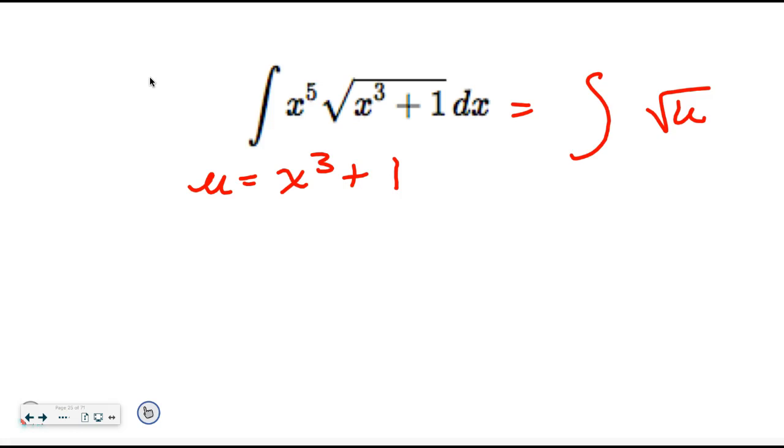You all right with that? Well, then my du is 3x squared dx. Raise your hand when you see what, that's good.